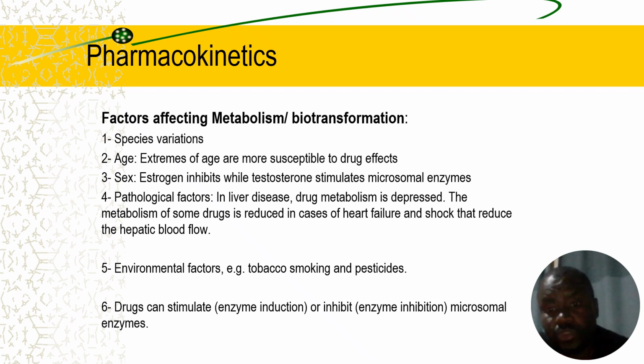Also, shock, which is circulatory capacity reduction in individuals, can reduce hepatic blood flow, leading to reduced delivery of the drug to metabolizing organs like the liver. Environmental factors actually are survival mechanisms for the human race. So if you are exposed to pesticides, for example, that induces the liver to increase its metabolic capacity. Also, those people that are exposed to smoke, there is increased metabolizing capacity of the liver.